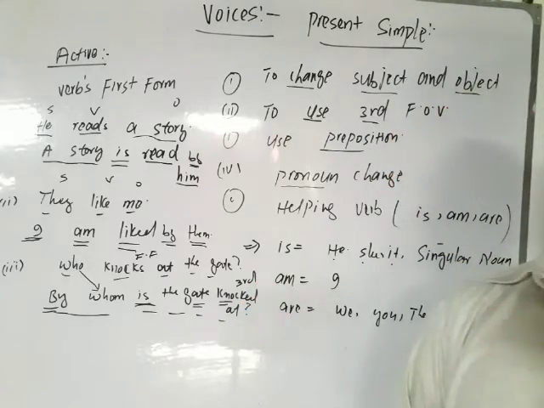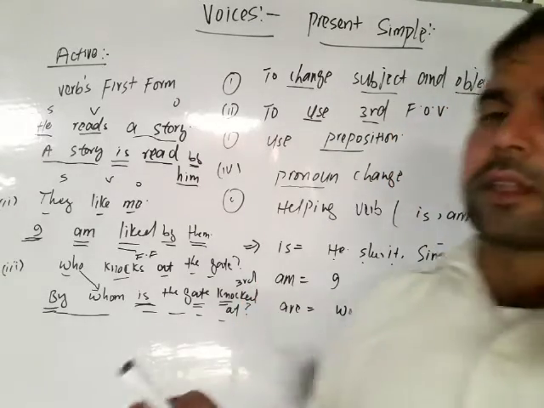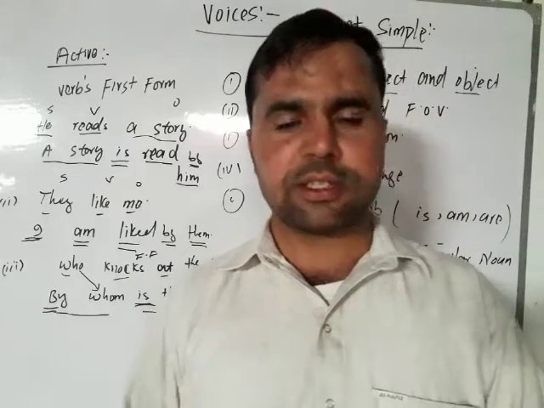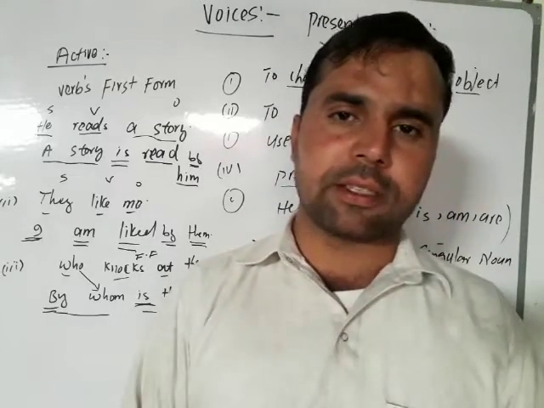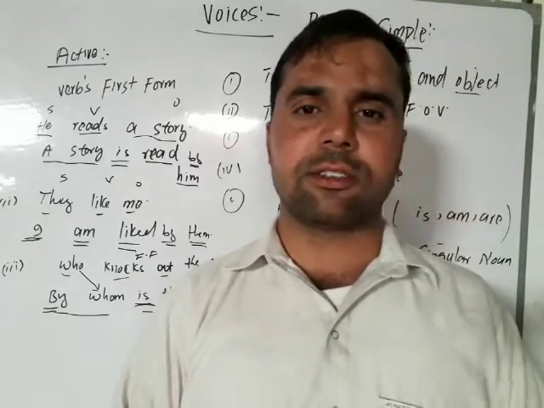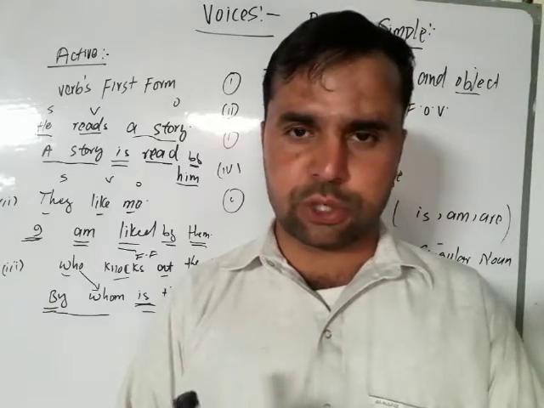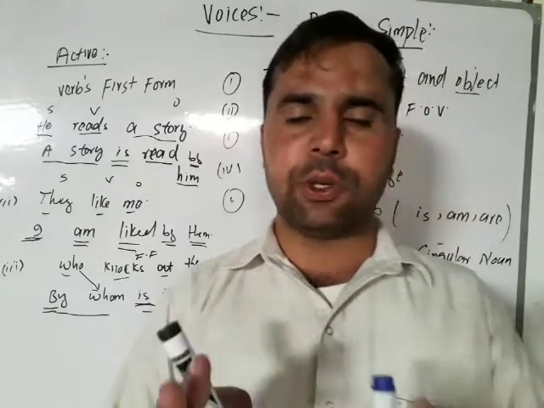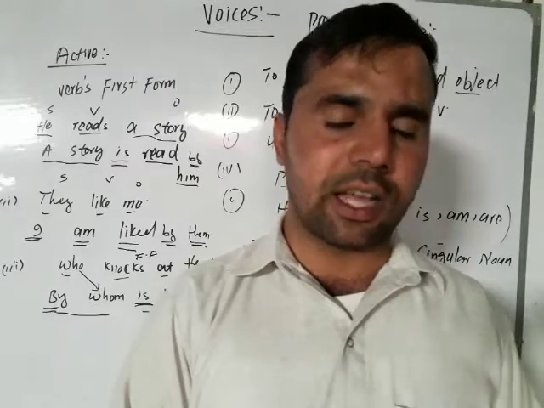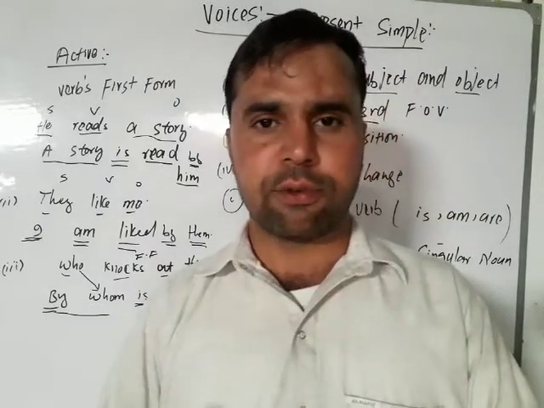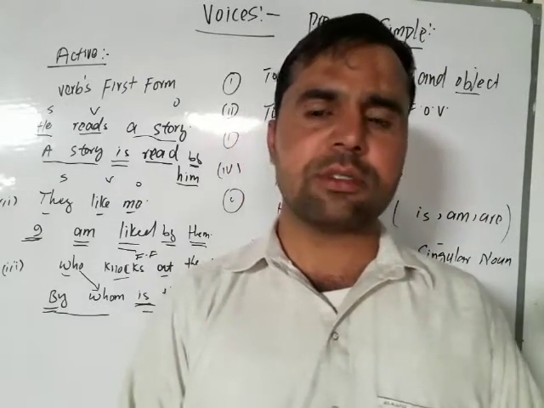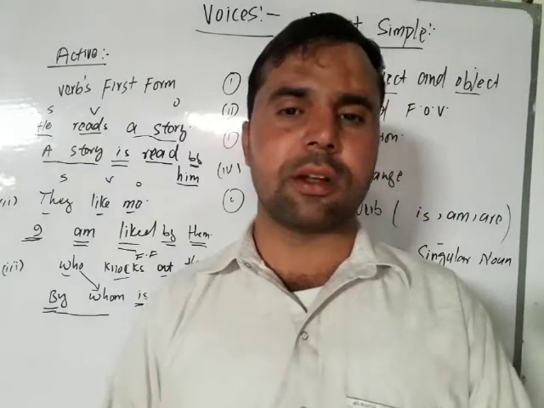So when we change a sentence of present simple from active voice to passive voice, we change the position of subject and object. We use is, am, are as a helping verb. We use the third form of verb. We change pronouns, and we use suitable preposition with it.